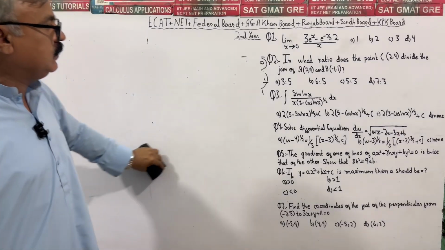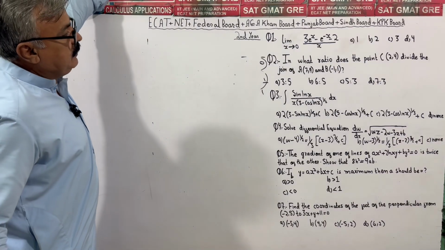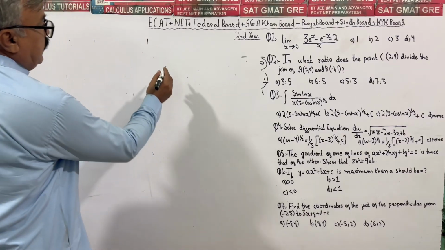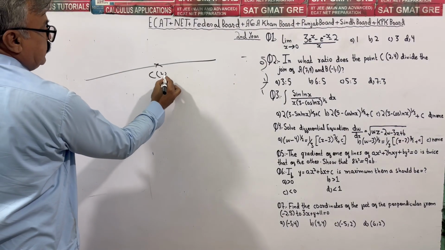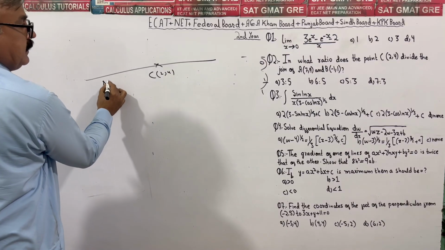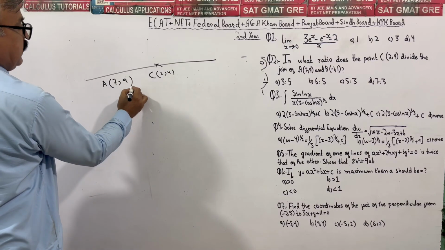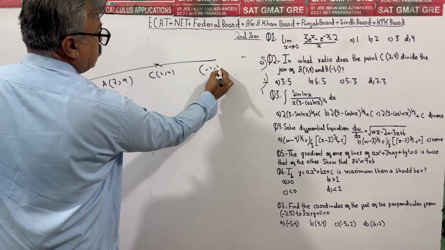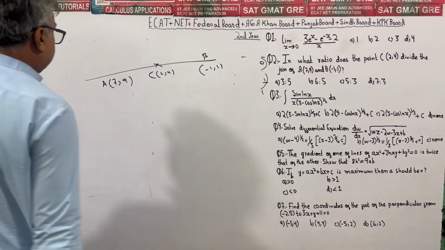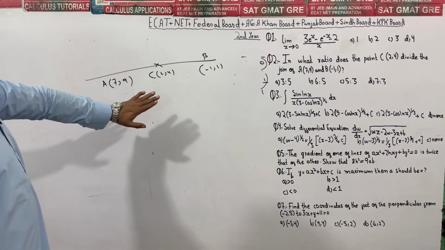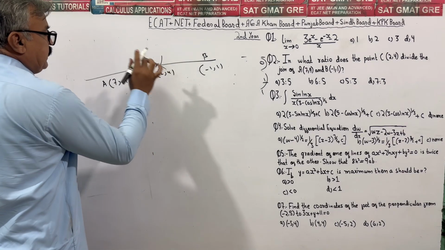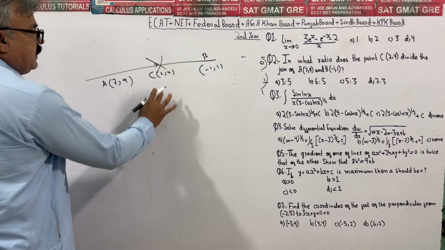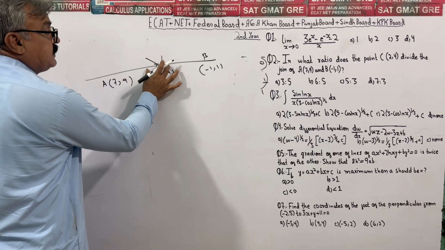In what ratio does the point C divide the line segment joining A and B? Let me draw a rough sketch. There is a point C having coordinates (2, 4), A is (7, 9) and B is (-1, 1). It is not drawn according to scale. The dividing point must lie between A and B.